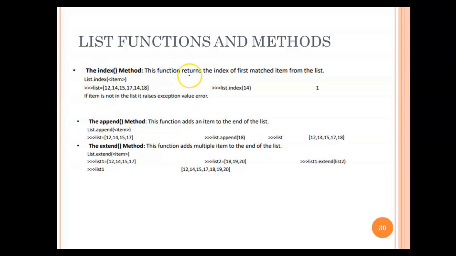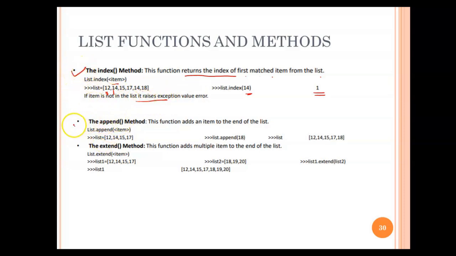So the index method returns the index of the first matched item from the list. Now you check list.index, and here you will give the item. So here this is the list and the item is 14. We are looking for the index of number 14. Now you can see this 14 is coming at two different places. So it is going to return the index of the first occurrence of 14. So it is 0 and then 1. So 1 is this only. At position 1, the element 14 is there. So 1 will be returned by this function. And if you are looking for, suppose, 20, which is not there in the existing list, in that case it will raise an error. Okay, that's the index method.